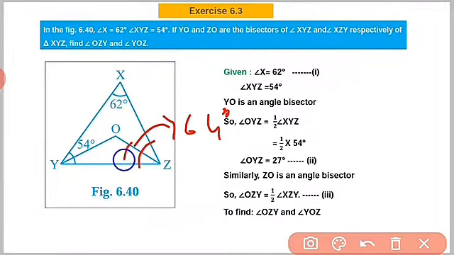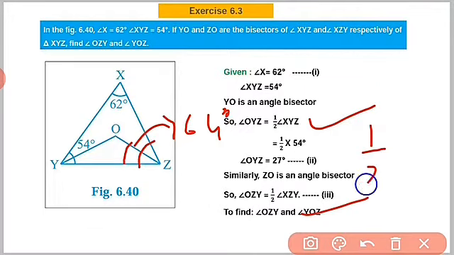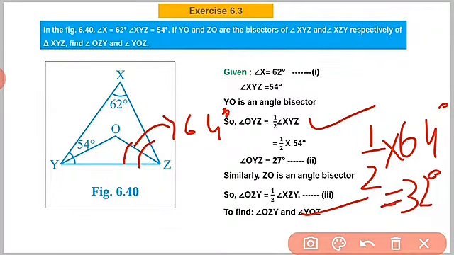So how much will be OZY? Yes, it will be half of XZY. OZY will be equal to half of XZY, and angle XZY is equal to 64 degree. So what will be half of 64 degree? Yes, it will be equal to 32 degree. So this angle comes out to be 32 degree and this is 27 degree.